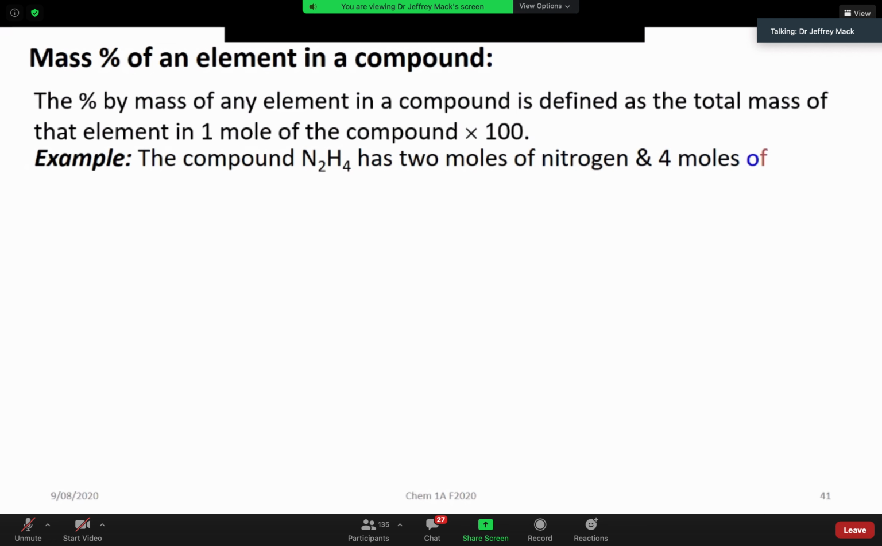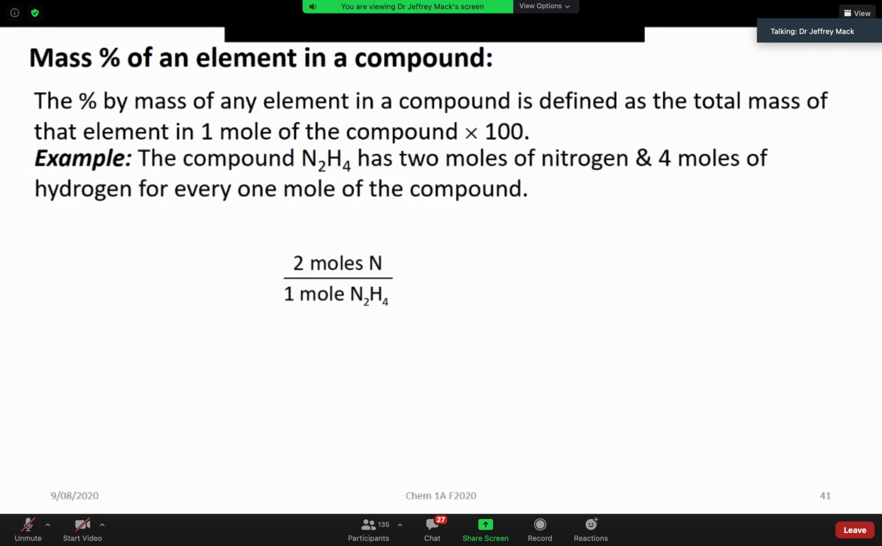So let's say I have a compound that's N2H4. Okay, how would I name that? Say 2 nitrogens, 4 hydrogens, so that would be dinitrogen tetrahydride, right? This compound actually has a common name called hydrazine, but you don't need to worry about that, right? So it's N2H4.